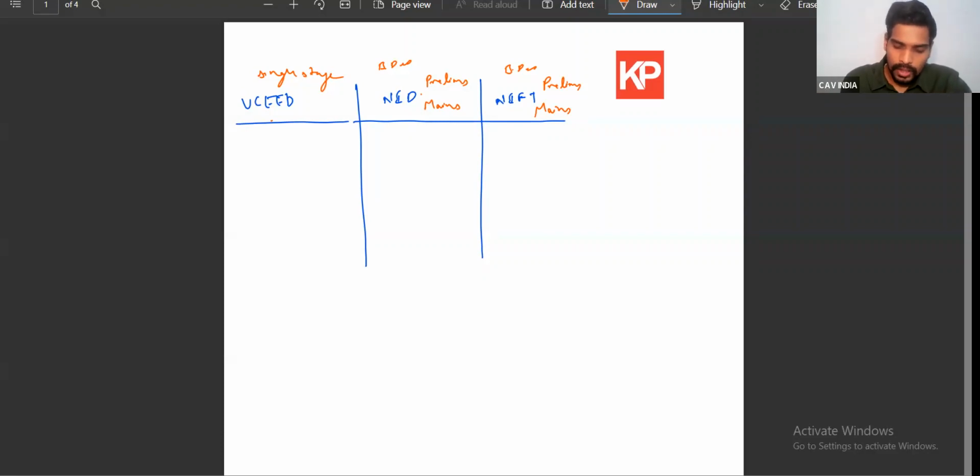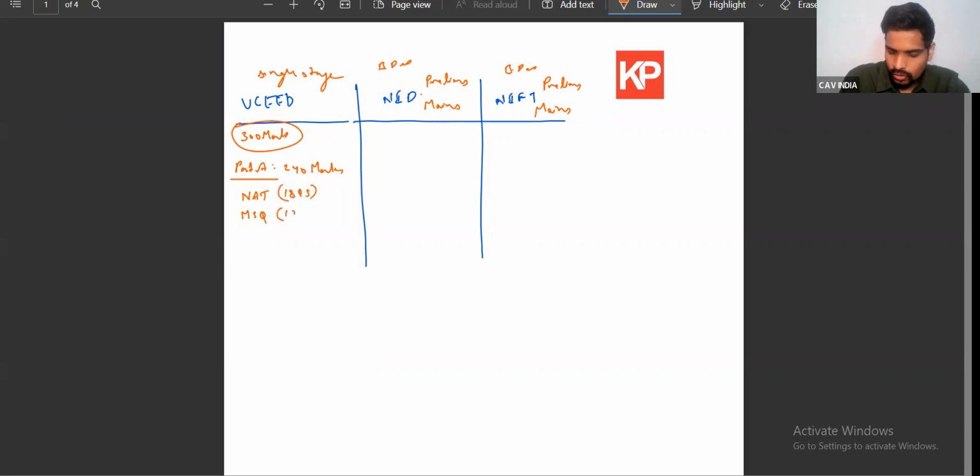Coming to the structure of UCEED, you will be having two parts. It is an examination for a total of 300 marks, of which part A will have the majority of the weightage, that is 240 marks. In these 240 marks, you will be having three types of questions. Numerical answer type questions are where you will not have any option. You need to type in the numerical value as an answer. You will have 18 such questions.